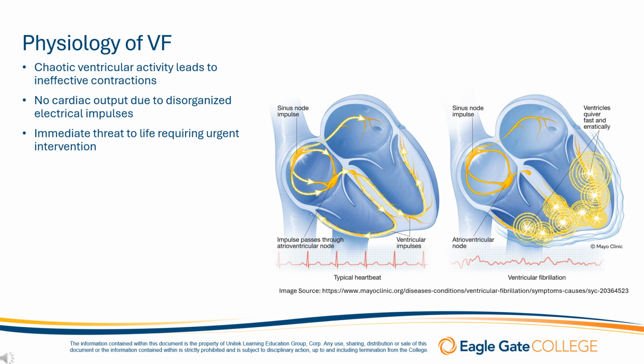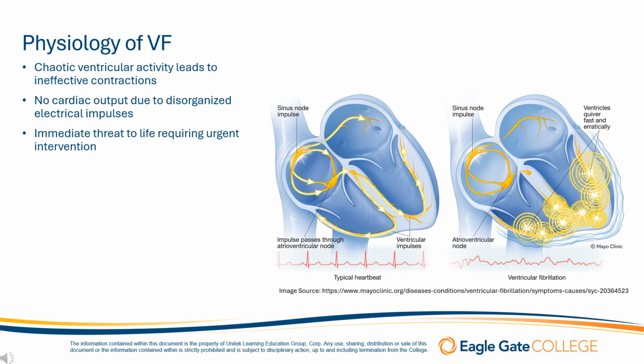The urgency stems from the need to restore organized electrical activity and effective cardiac output to prevent organ damage and death. Urgent intervention typically involves defibrillation, the primary treatment for VFib. Defibrillation delivers a controlled electrical shock to the heart, aiming to depolarize all of the myocardial cells simultaneously. This can stop the chaotic activity and allow the SA node to reestablish a normal rhythm.